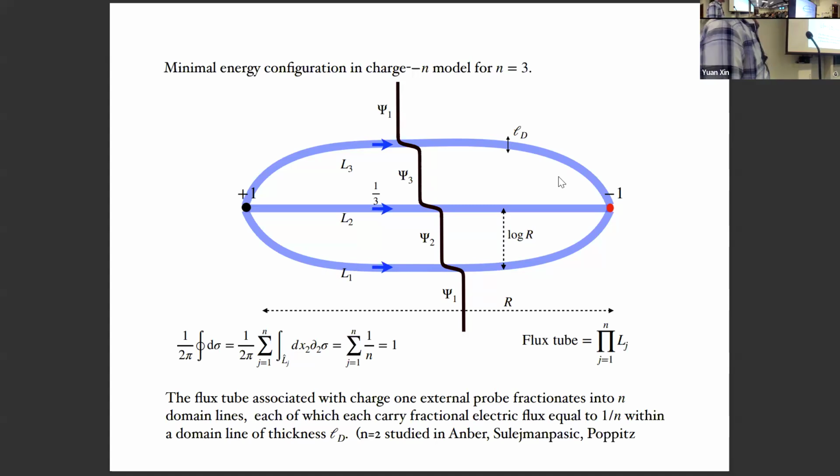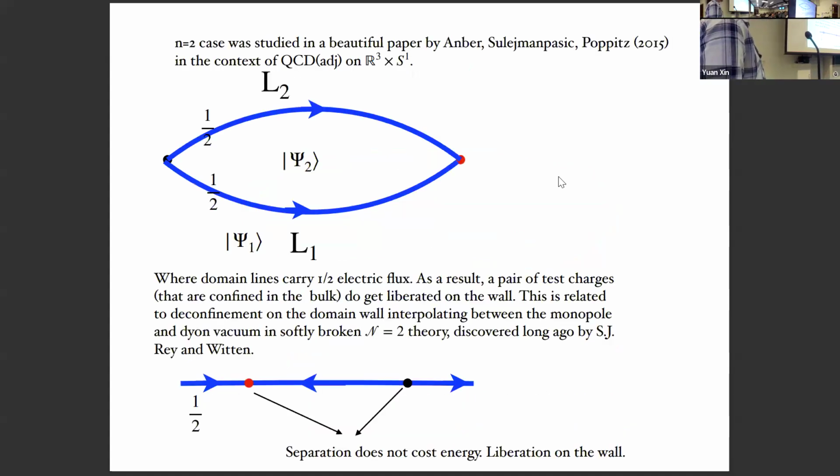This is not the first observation of this. The first observation is due to a nice paper by Anber, Süleyman, Pasic, and Poppitz. They show that in the case of n equal 2, instead of having one flux tube, you do get a pair of flux tubes, each of which carries 1/2 electric flux. And they also showed something very interesting. If these carry 1/2 electric flux, you can actually put a charge -1 and a charge 1 quark here. And as you can see, all it does is flip the orientation of the flux. These things will be liberated on this domain line.